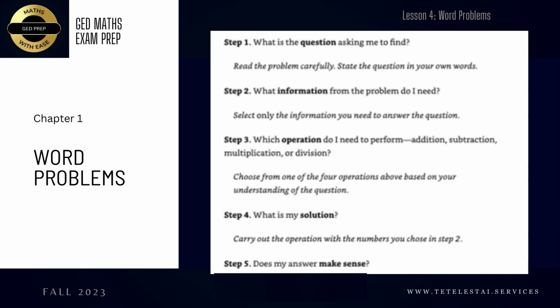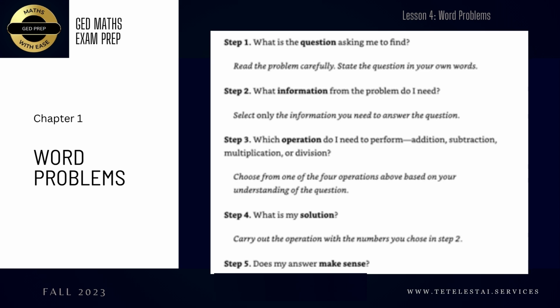And then the second step you need to ask is, what information from the problem do I need, right? And like I said earlier, sometimes word problems will give you extra unnecessary information that you don't need. And if you're paying attention to information that you don't need, it can lead you to the wrong answer. So the second step is for you to ask yourself, what information from the problem do I actually need to answer this question, right? And then the next question is, what operation do I need to perform? Is it addition? Is it subtraction? Is it multiplication, or is it division?